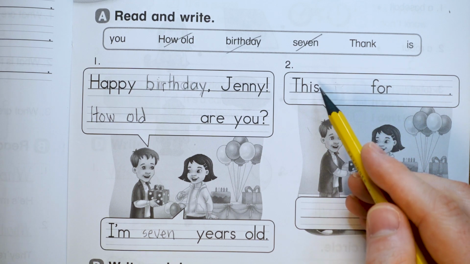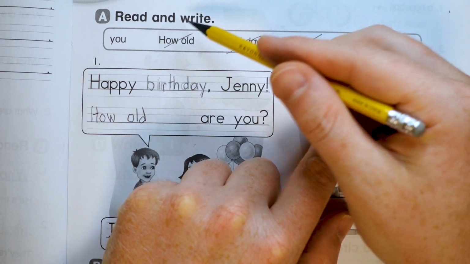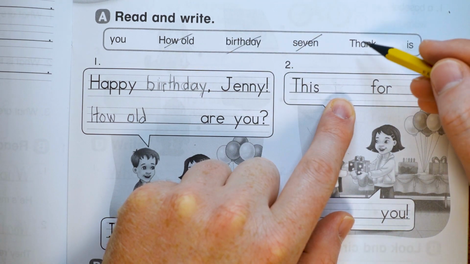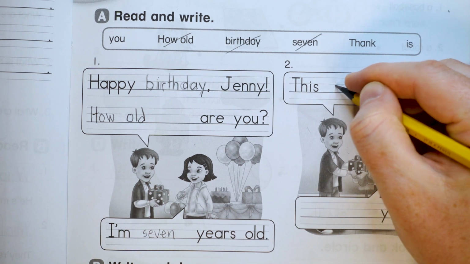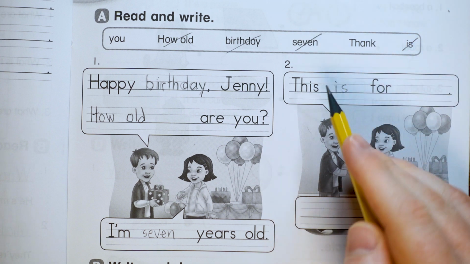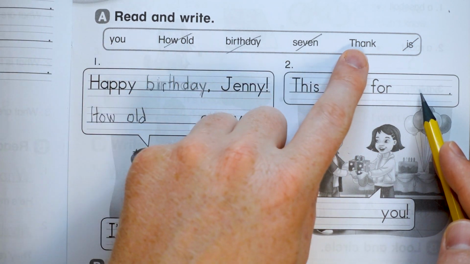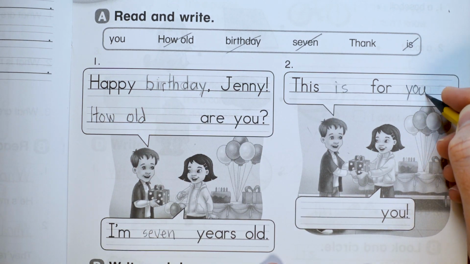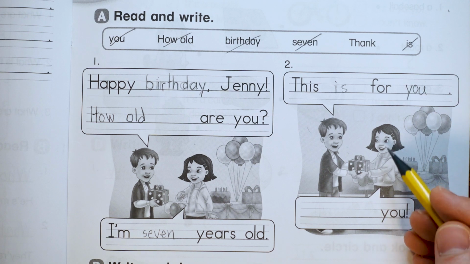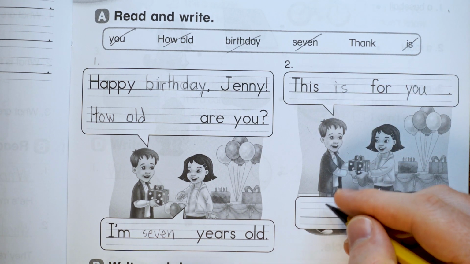So he says, this is for. All right, let's do this one first. This is for you, Y-O-U. And Jenny says, thank you.